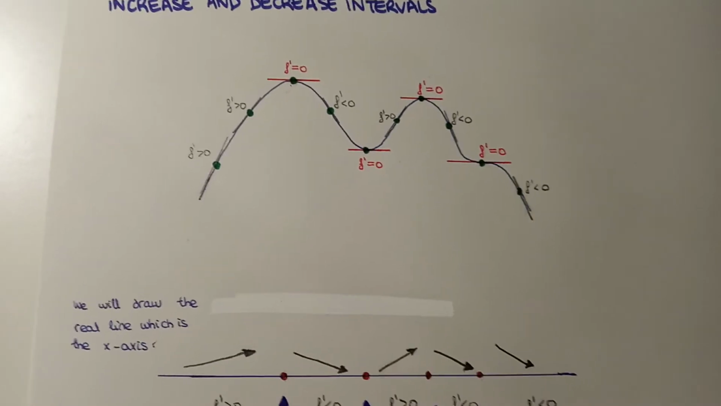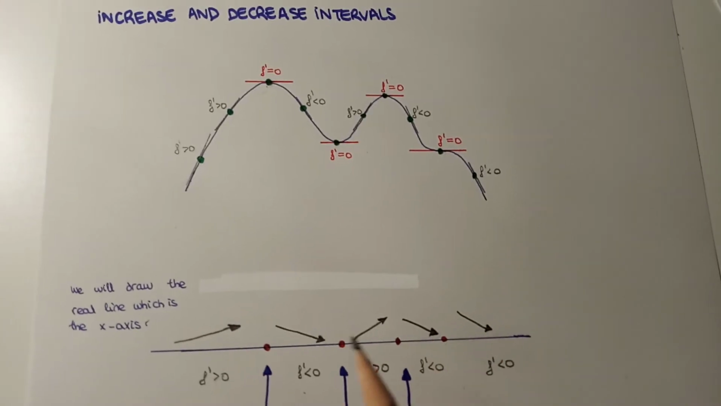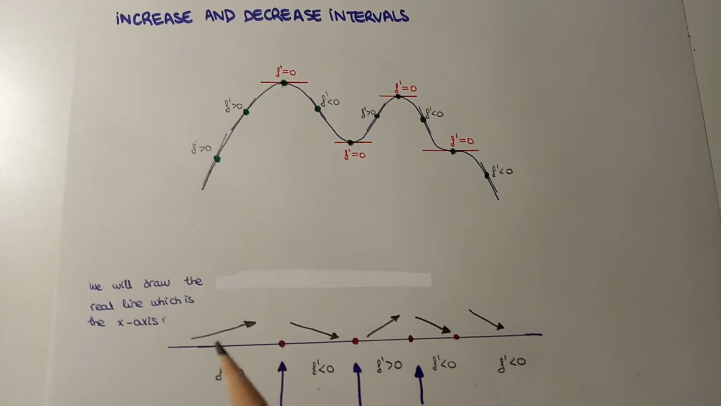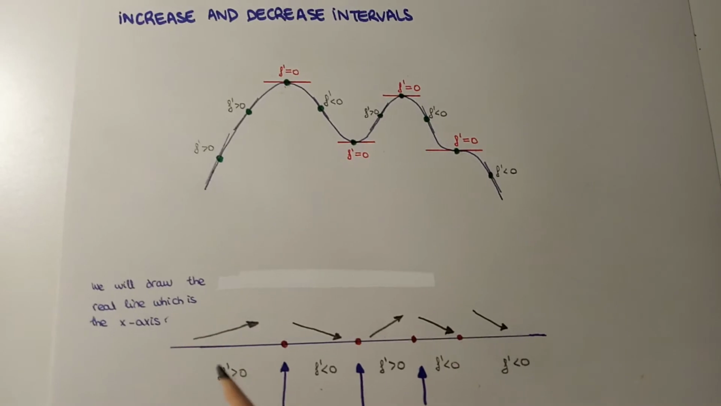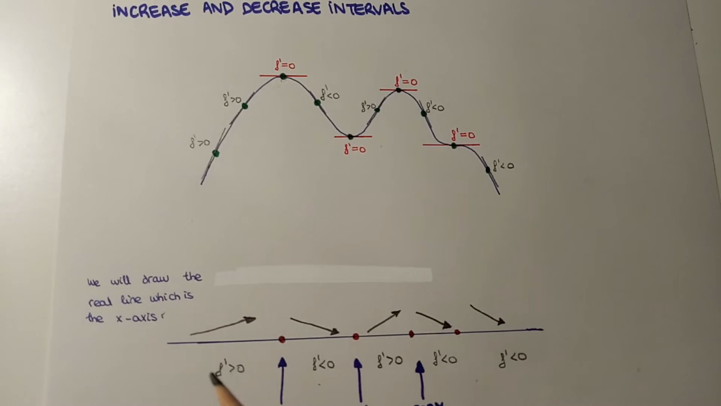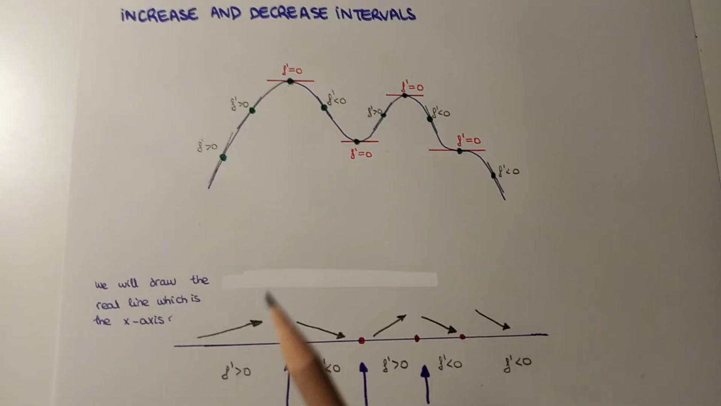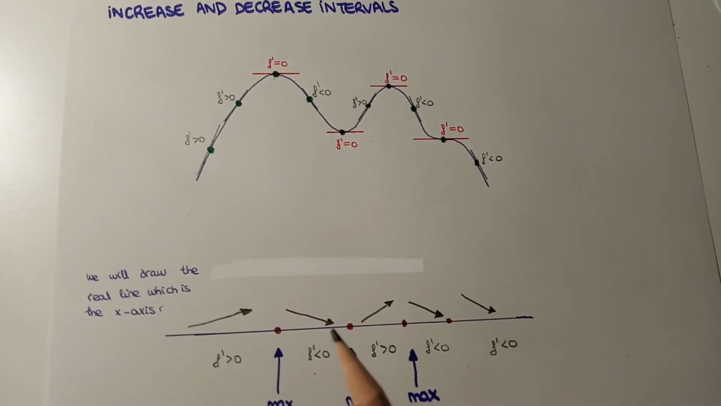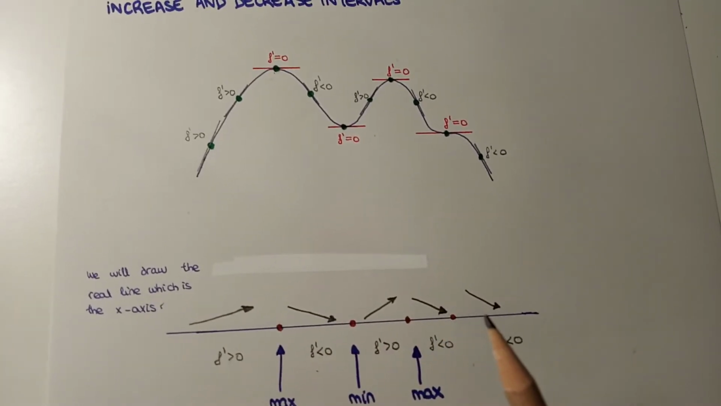We will always draw a real line here, locate all the points where the first derivative is 0, and analyze the signs of the derivative in these intervals. So here the derivative would be positive, and that's why I've drawn an arrow going up. Here the function is going up. The first derivative is negative, that's why the arrow is going down, up, down, and again down.